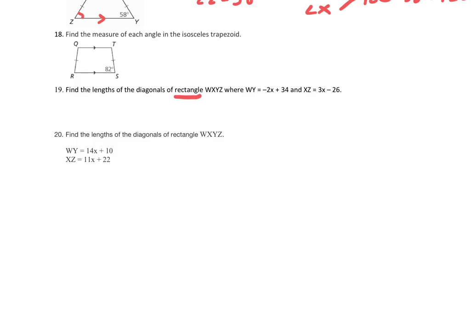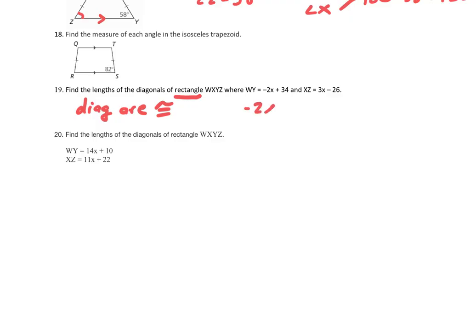Okay, number 19 says we have a rectangle. You can draw yourself a picture here, okay? I'm totally fine with that. Or you can just look at your foldable. In your foldable, underneath the rectangle, one of the properties should say diagonals are congruent. So I should know immediately diagonals are congruent. So if I have two expressions that represent the diagonals, what am I going to do with WY and XZ? If they're congruent, what are we going to do? Set them equal to each other, okay?